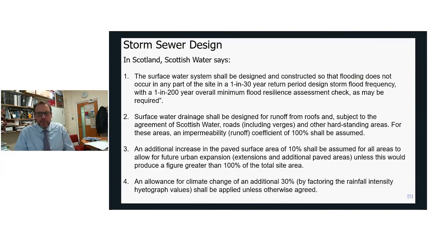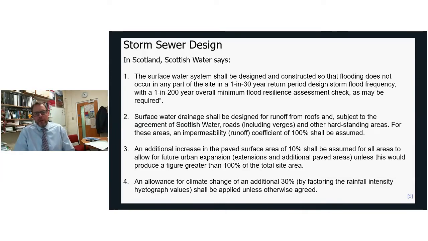So in Scotland, the guidance reads like this. The surface water system shall be designed and constructed so that flooding does not occur in any part of the site in a 1 in 30 year period, with a 1 in 200 year overall minimum flood resilience assessment check as may be required. So what that means is the network's designed for 1 in 30 years, so there's no flooding at the 1 in 30 year event. Then it's checked to see what happens during the 1 in 200 year event.